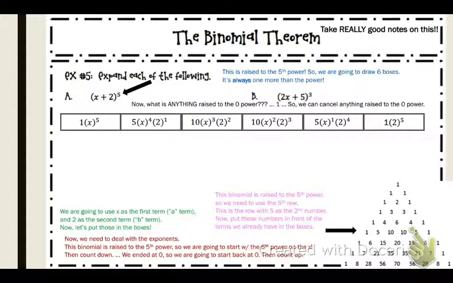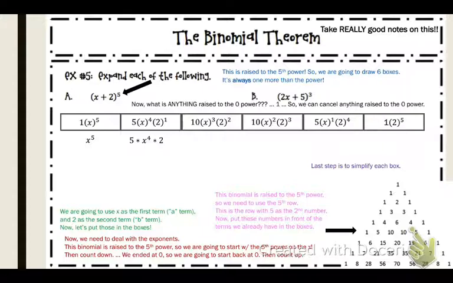It's just extra weight, okay? And now we're just going to simplify each box. So in this first box, 1 times x to the 5th is just x to the 5th. The second box, we have 5 times x to the 4th. 2 to the 1st power is 2.